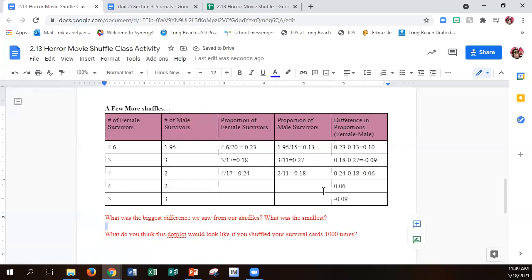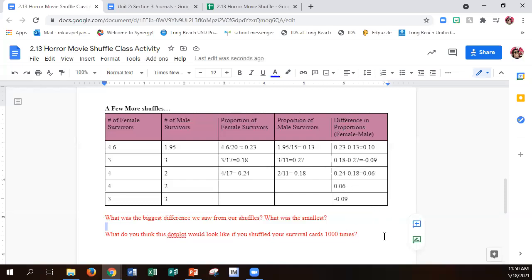Round as you need to round. So if it has you round up, you round up. If it stays the same, it stays the same. Does that make sense? Yeah, round normally. Okay. So here are the differences, right? This is what we should have. We had a 0.1, then a negative 0.09, then a positive 0.06, and then that happened to repeat.